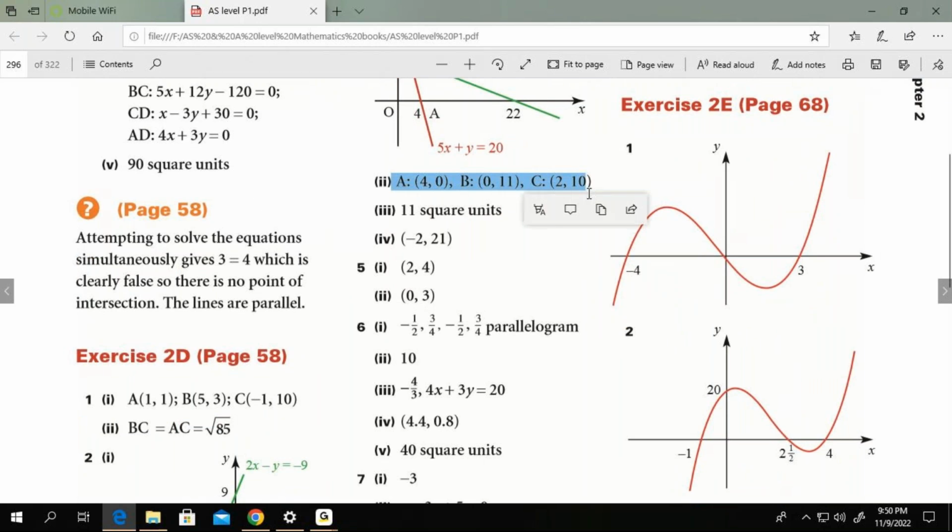This is correct. This is something that I asked you to do by yourself. Okay, and part 4 is giving me minus 2, 21. Minus 2, 21. Okay.